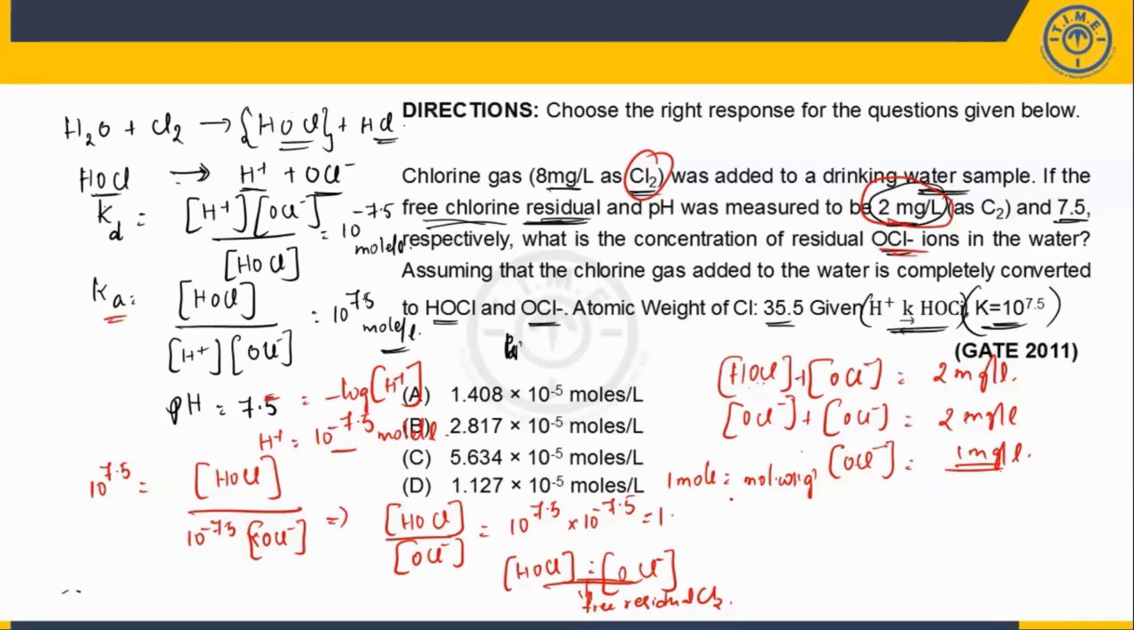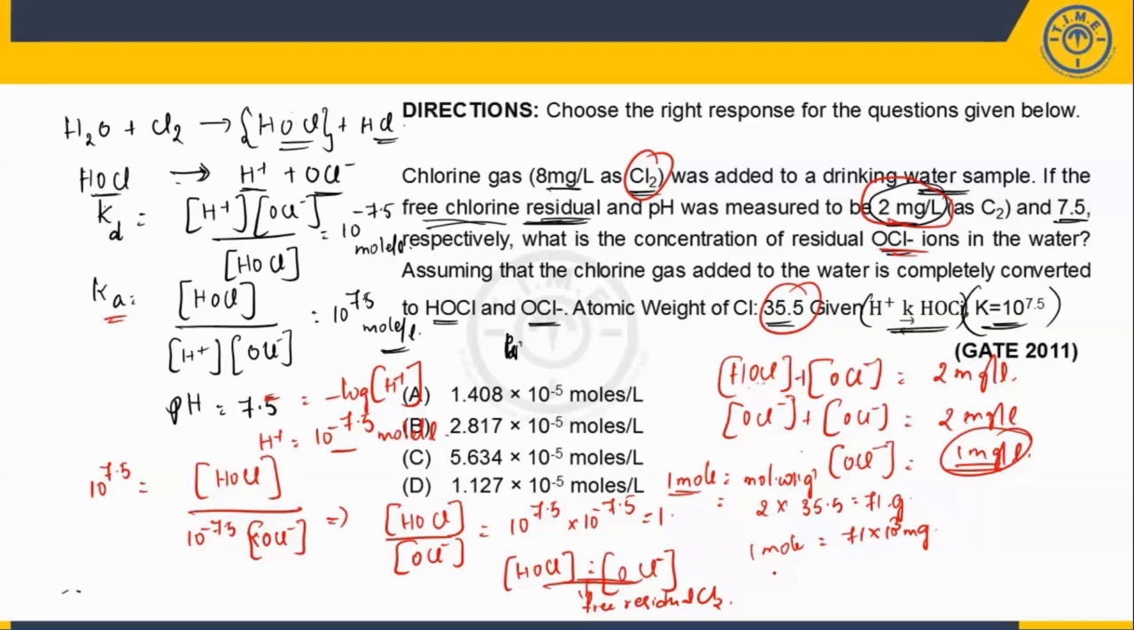What is the molecular weight of Cl2? Cl is 35.5. Cl2 means 35.5 into 2, how much is it? 71. But it is in grams, yes or no? We have here milligram per liter. So 71 grams is how many milligram? 71 into 10 power 3 milligram. So 1 mole as Cl2 means 71 into 10 power 3 milligram.